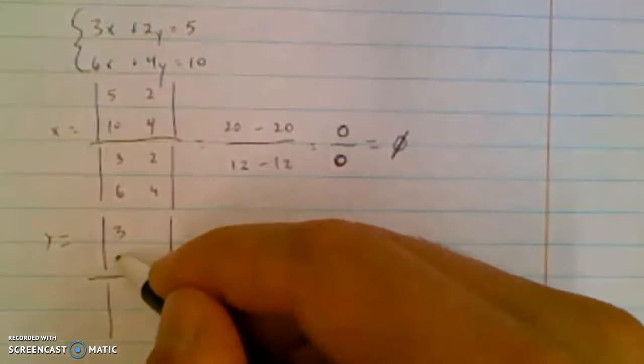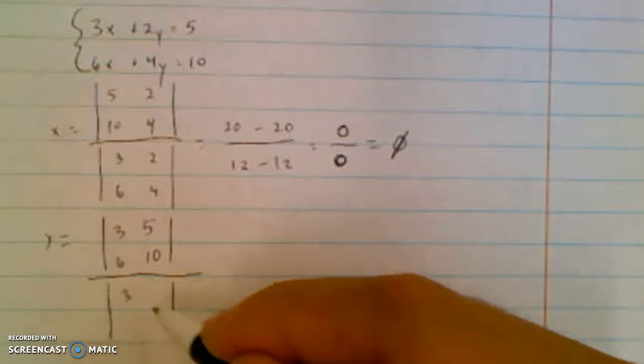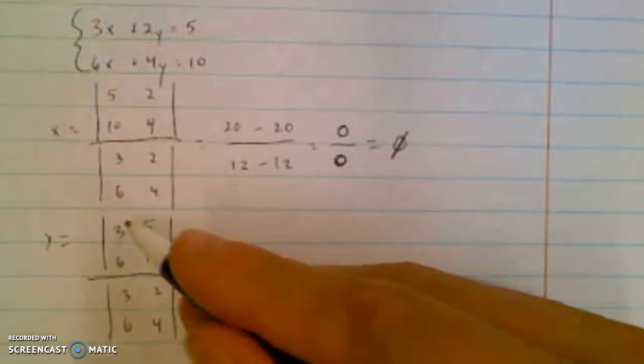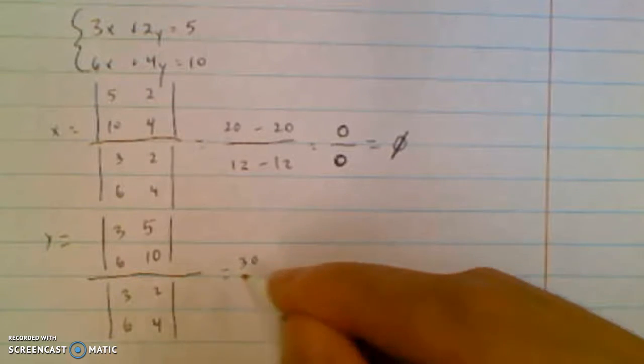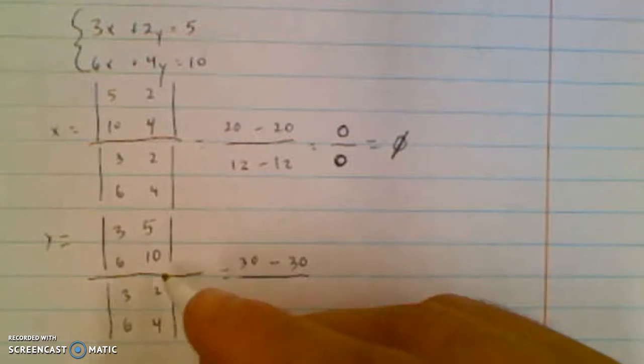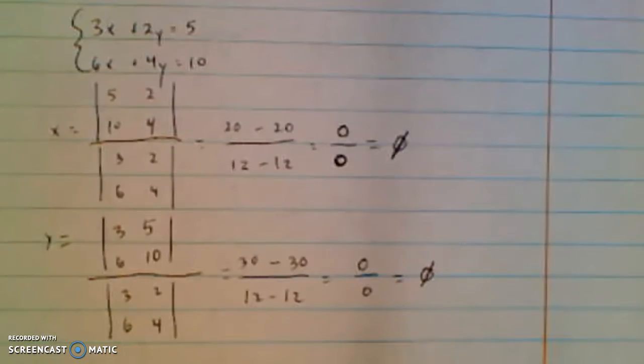Solving for y. Keep the x column, replace the y column. Denominator, keep the x column, keep the y column. 3 times 10 is 30, minus 6 times 5 is 30. 3 times 4 is 12, minus 6 times 2 is 12, and again we get 0 over 0, which is undefined.